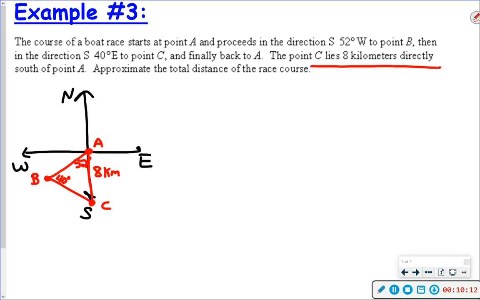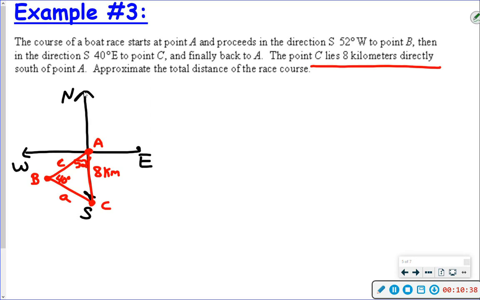Now, next question. Approximate the total distance of the race. Well, total distance. We're starting at A. I need all three sides, and we're going to add them up. So, do I care which side you find first? No, I sure don't. I'm just going to label one of them. Let's do C, little a. For the thrill, I have a feeling we might need that other angle. Let's find our missing angle.